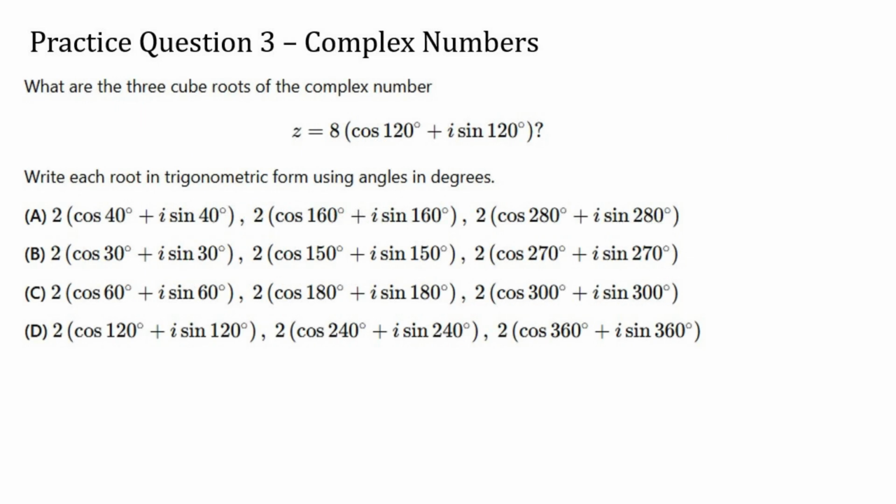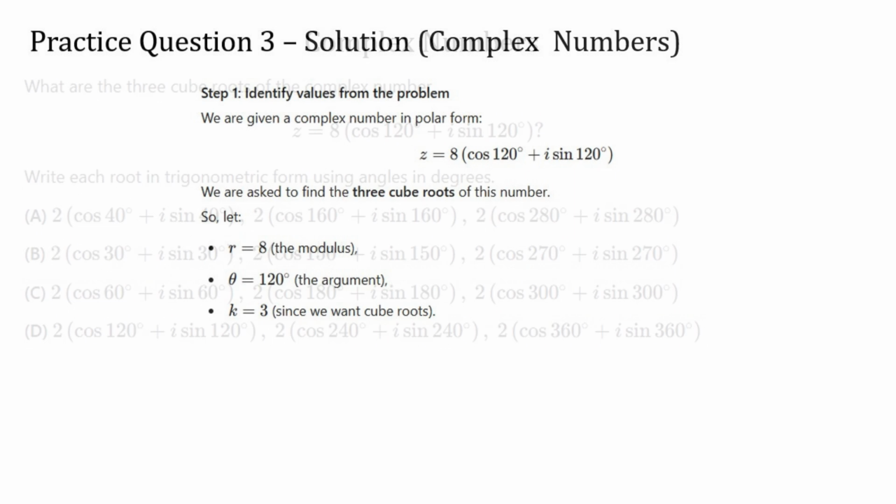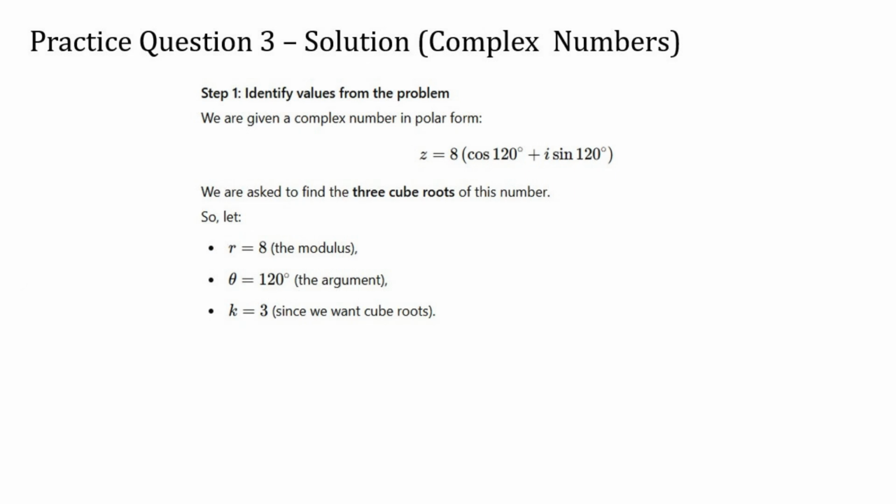Practice question 3. What are the cube roots of the following complex number? Write each root in trigonometric form using angles in degrees. We're given a complex number in polar form. The magnitude is 8, and the angle is 120 degrees. We're asked to find the three cube roots of this number.